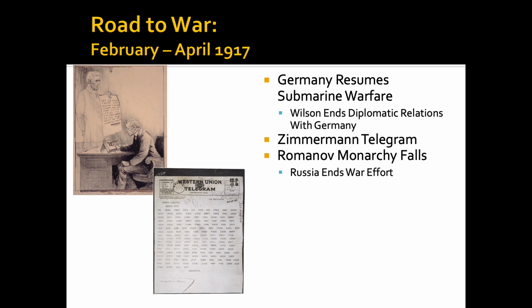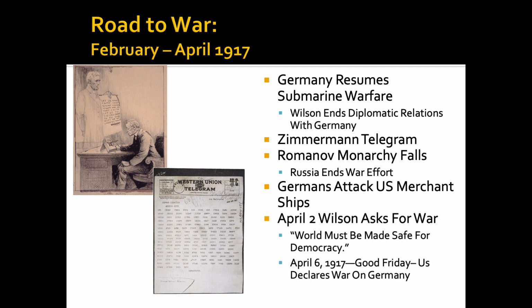Across the seas in Russia, the Romanov monarchy falls to the Bolsheviks, and so they pull Russia out of the war effort. And so the Eastern Front is no longer viable because the Russians signed this peace treaty with the Germans. Then the Germans are free to turn their attention to the West. So they began attacking U.S. merchant ships, and on April the 2nd, President Wilson goes to Congress and asks for war, saying that the world must be made safe for democracy. And on Good Friday, April the 6th, 1917, the United States declared war on Germany.